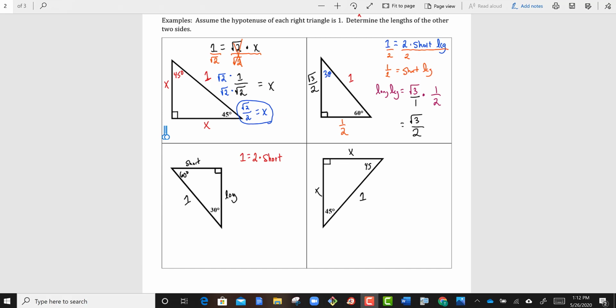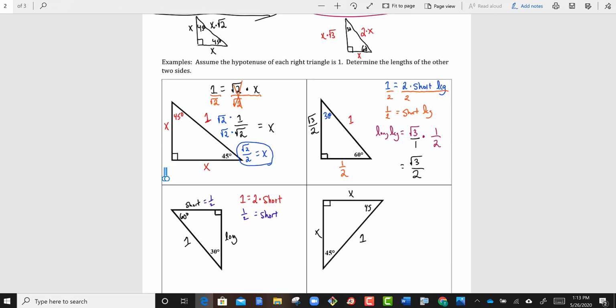So this is how you should have started this one. The hypotenuse is equal to twice the short leg. So very similar to the last problem, the short leg should end up being 1/2. And then to get the long leg, all we have to do is take radical 3 and multiply it by the short leg. Really exactly like we just did.